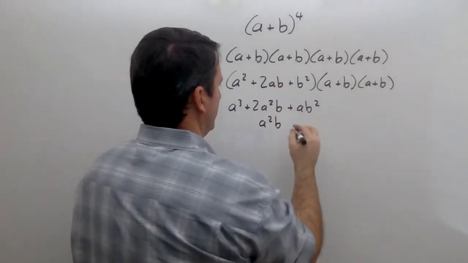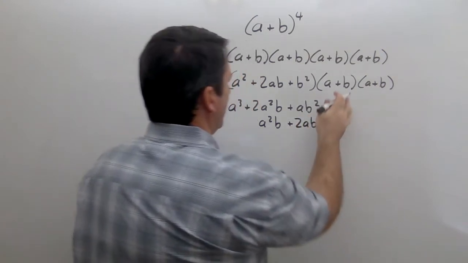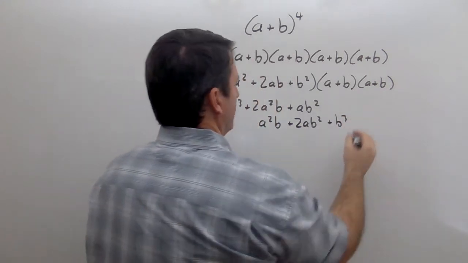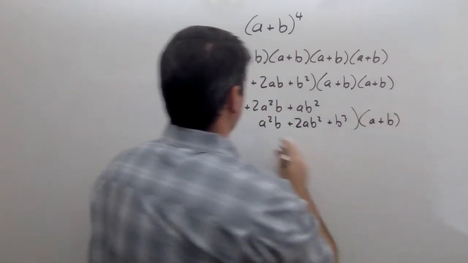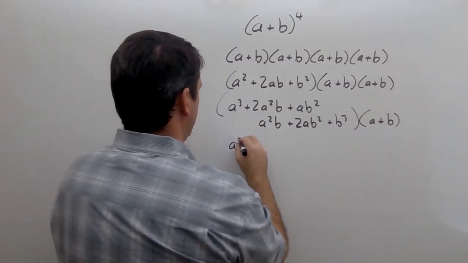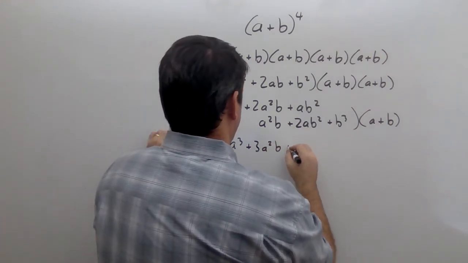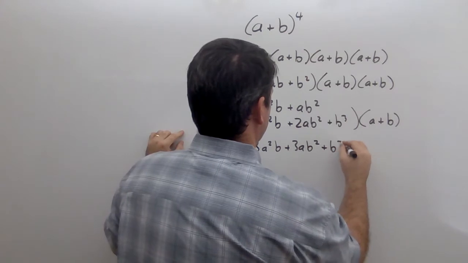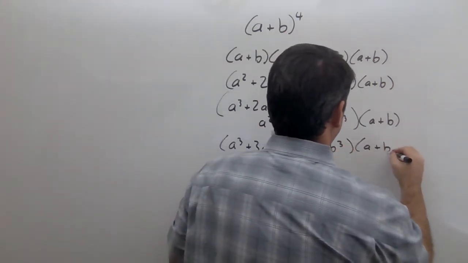B times 2ab is 2ab squared, and b times b squared is b cubed. Times a plus b. If we combine those like terms, we get a cubed plus 3a squared b plus 3ab squared plus b cubed, and multiplied by a plus b.